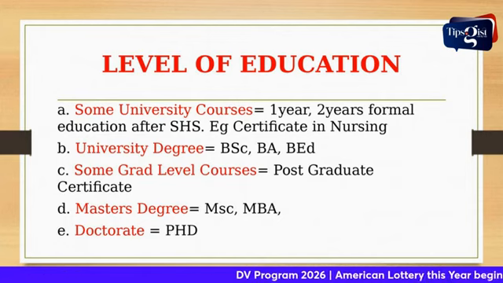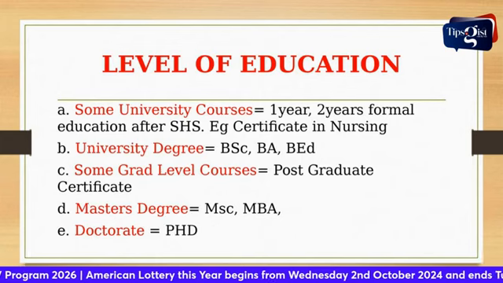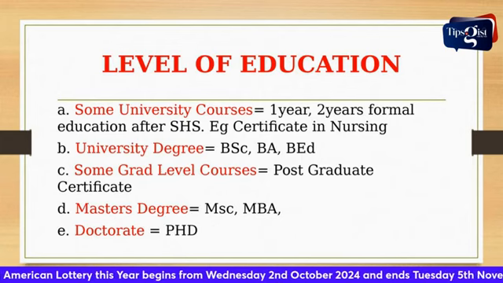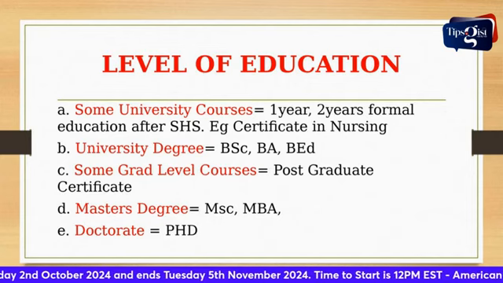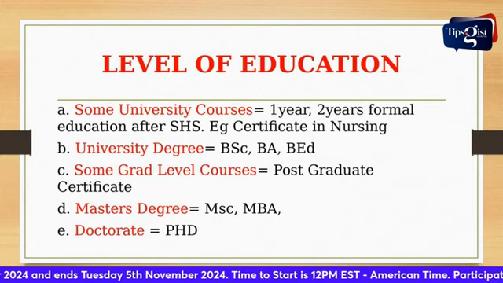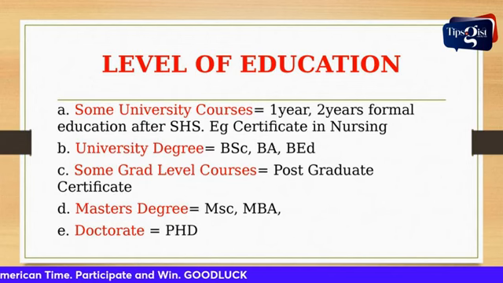The other one is some graduate level courses. From degree to masters, there are some programs like a postgraduate certificate. That is not a masters, and it is also not a degree. It is higher than a degree. So people having those graduate level certificates, you select some graduate level courses. The masters, the MSc, the MBA, you all select master's degree, and the PhD select doctorate. That is the level of education.